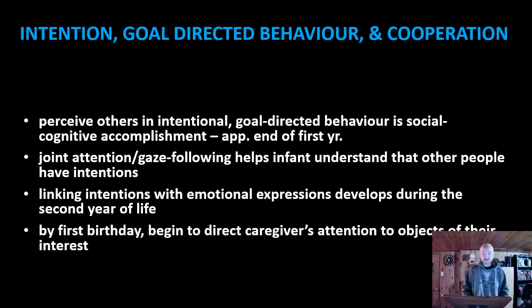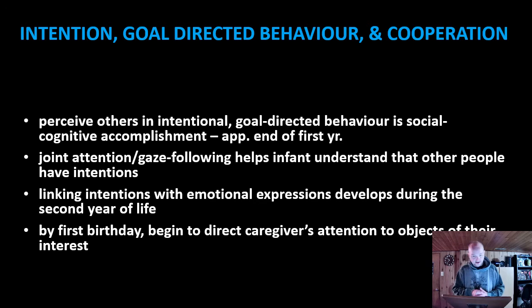If you wanted to jot some of those points down, I'm trying to give it to you in a little more point form. The ability to perceive people as engaging in intentional goal-directed behavior is an important social cognitive accomplishment. By the end of the first year of life, the baby is able to start to know that you're doing something because you want to, because you want some result to happen. So your actions aren't just random in the world, people are doing things intentionally in goal-directed ways. That's something the baby starts to realize. Again, at no point am I suggesting that the baby could articulate any of these developing understandings.